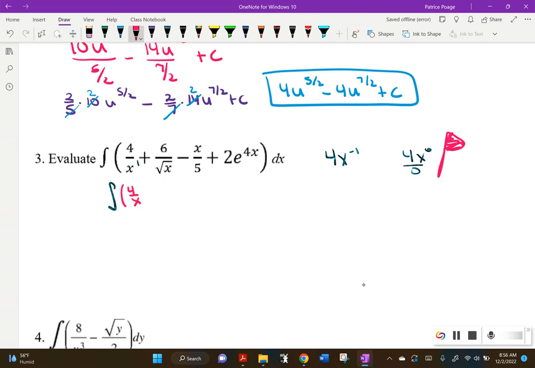But this one is not to the 1. This is x to the 1/2 power. So I'm going to bring that up to the top and make it to the negative half power. Here I have x over 5. Whenever you have a number on the bottom, you can just bring that number out front. And then I'll just rewrite that.